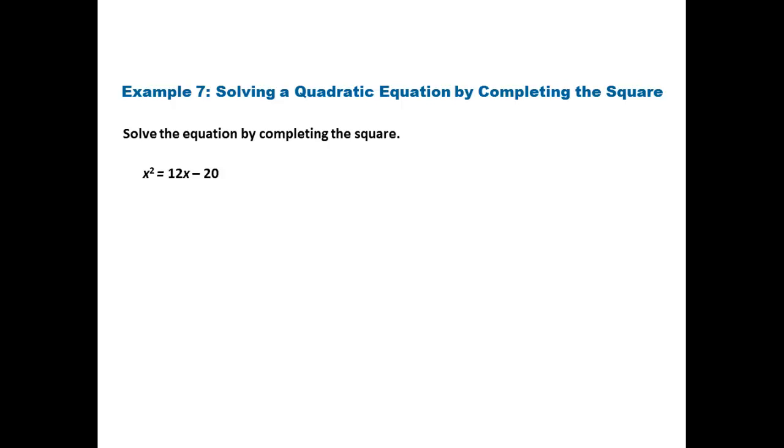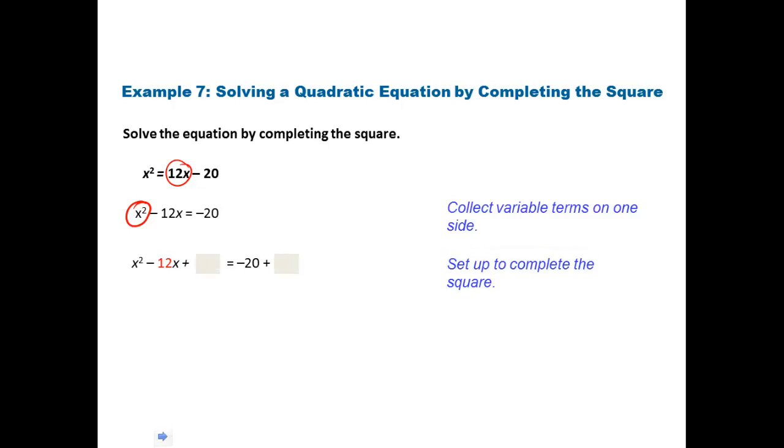If we follow our first step, collect the variable terms on one side and the constants on the other, which means this 12x here needs to get subtracted to go over with the x squared. Okay, so now we've completed step 1. Step 2, we want to make sure the term with x squared is 1. Since the x squared doesn't have a number with it, we know that a is 1, so step 2 is done. Step 3, complete the square. So we're going to take half of -12, square it, and add it to both sides.